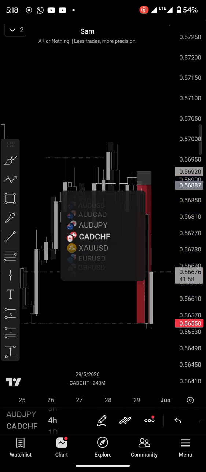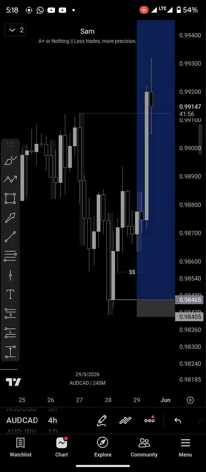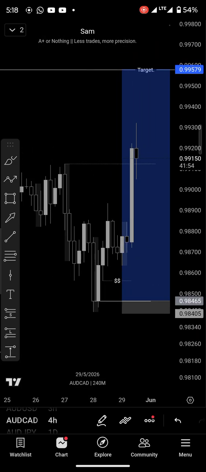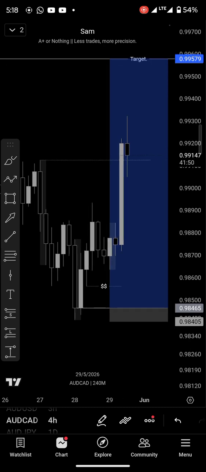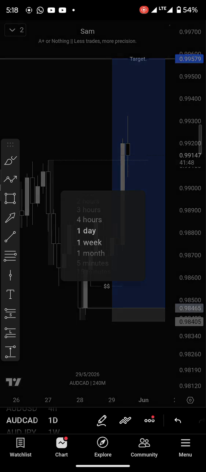And then there's one last one. The last one was AUDCAD. This one I had a setup, but it was a missed entry for me, sha. But yeah, look at the trade breakdown on the daily time frame.